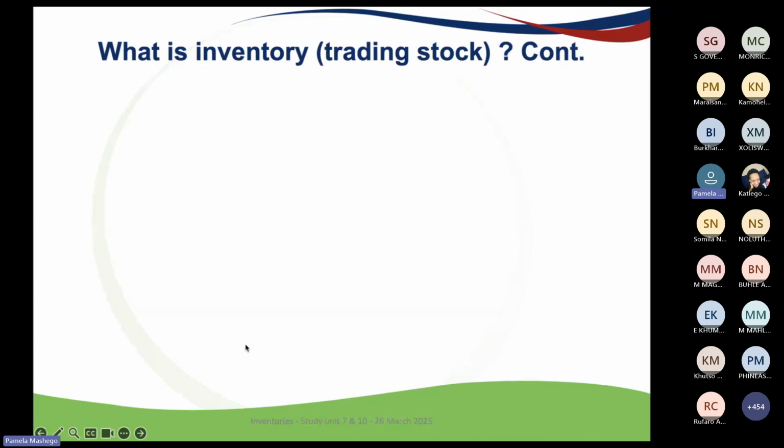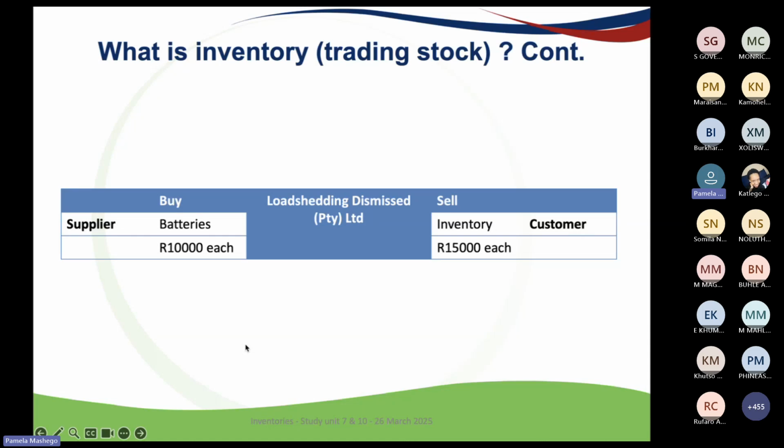Let's imagine that you own a merchandising business. Load shedding is back and winter is fast approaching, so you decide to open a business. Let's call it Load Shedding Dismiss Pty Limited, where you sell batteries that can last up to 48 hours. You buy your batteries from a Chinese manufacturer. We will only look at one battery for now. Let's say you bought it from the Chinese manufacturer for 10,000 each and you bought it in cash. Then you intend to sell this battery to your customers, which now becomes your inventory, for 15,000 each.